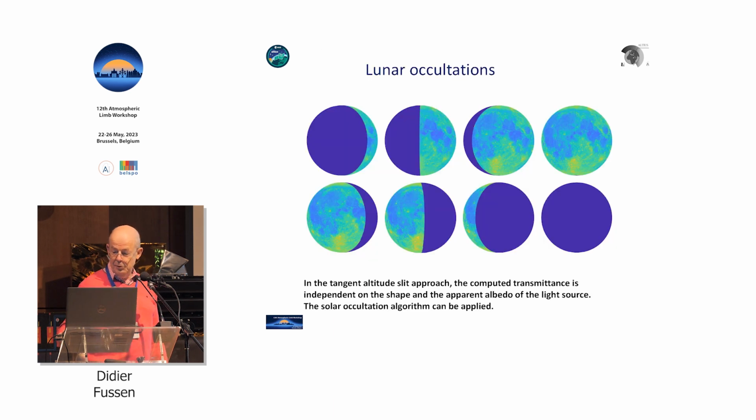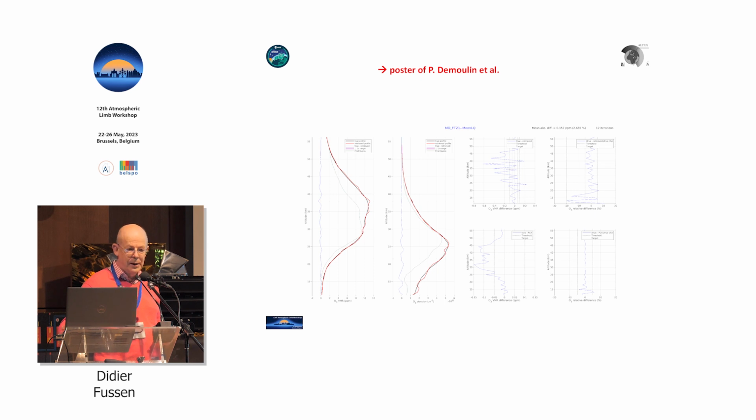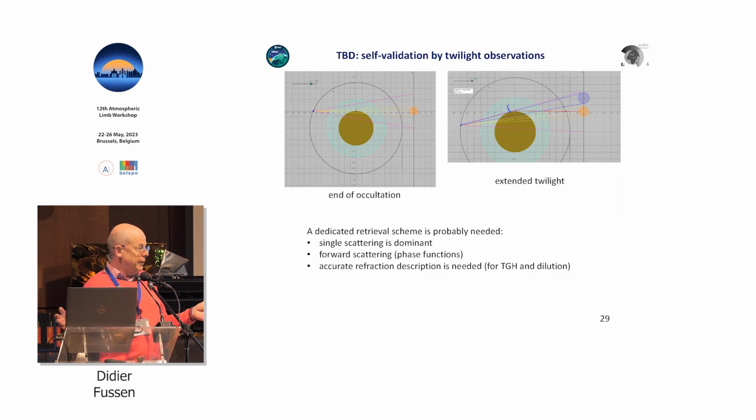We are also thinking of lunar occultation, of course, with the hope that the solar algorithm could be applied independently of the lunar albedo in an easy way, and we have a preliminary test performed by Philippe Demoulin. He has a poster. Please go and discuss that with him. We already have good confidence that lunar mode will be doable and extremely useful for the distribution of our geolocations. Well, this is not yet done, but we have time.